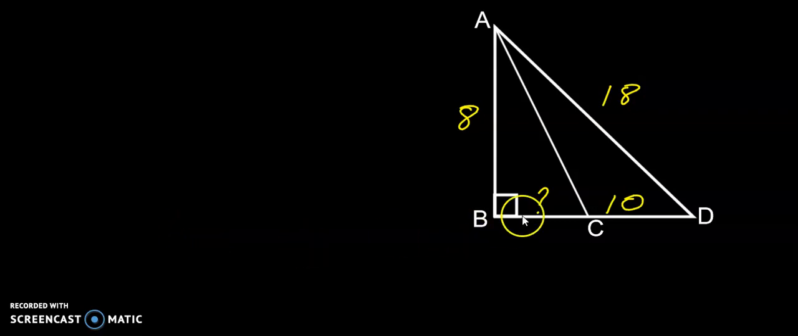Okay, let's look at this example here. I have to find segment BC, capital B, capital C. So this segment here. If I look here, how many triangles do I have?